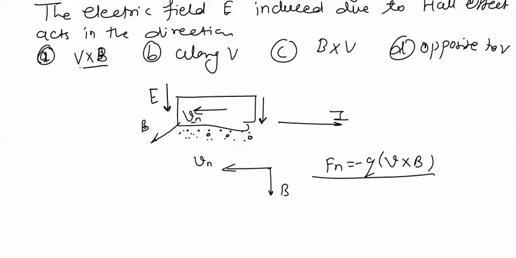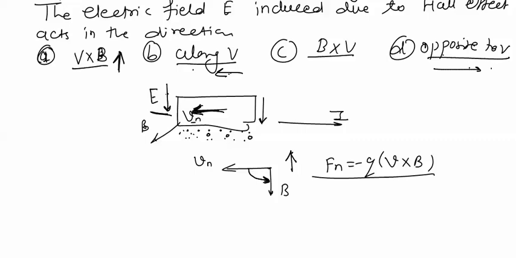Now we will see out of these four options which one has the downward direction. Opposite to V will be in this direction because V is in this direction. Along V will be in this direction. This direction is not matching. V cross B, if this direction is calculated using the right hand rule, will be in the upward direction. So V cross B has direction upward. These two directions are not matching.